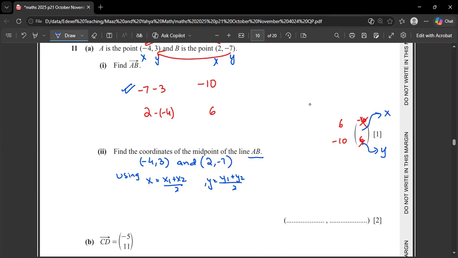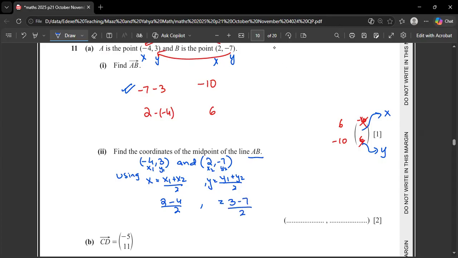So here we have x1, here we have y1, here we have x2, here we have y2, okay? Right, now plug the values, you'll get the answer. 2 minus 4 divided by 2, and 3 minus 7 divided by 2, right?